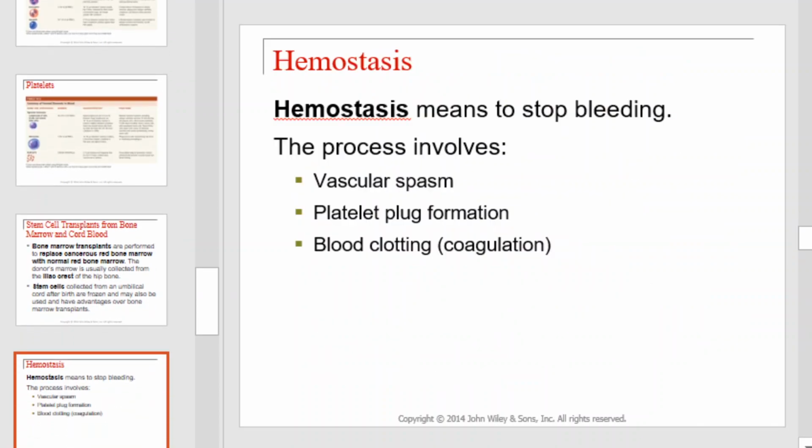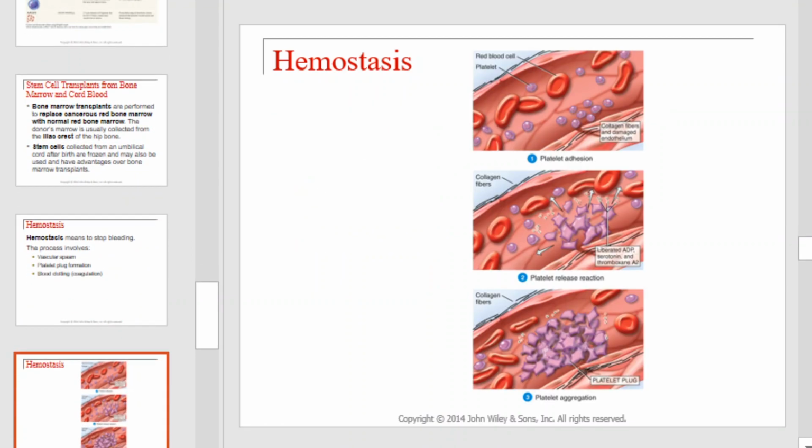Hemostasis. Hemostasis means to stop bleeding. The process involves vascular spasm, platelet plug formation, and blood clot, or coagulation. This is an illustration of hemostasis.